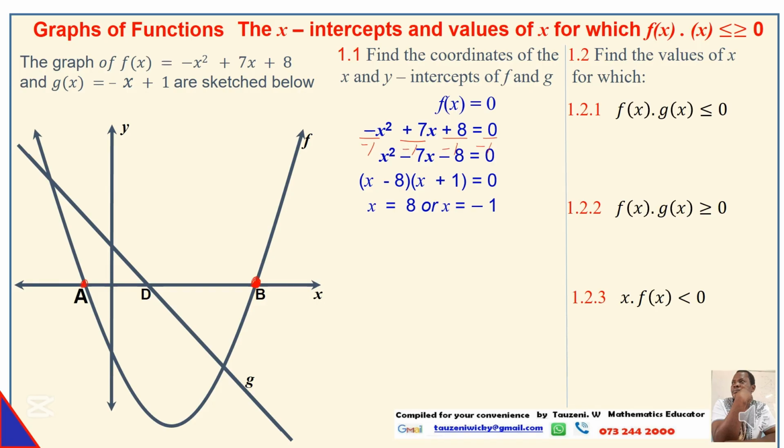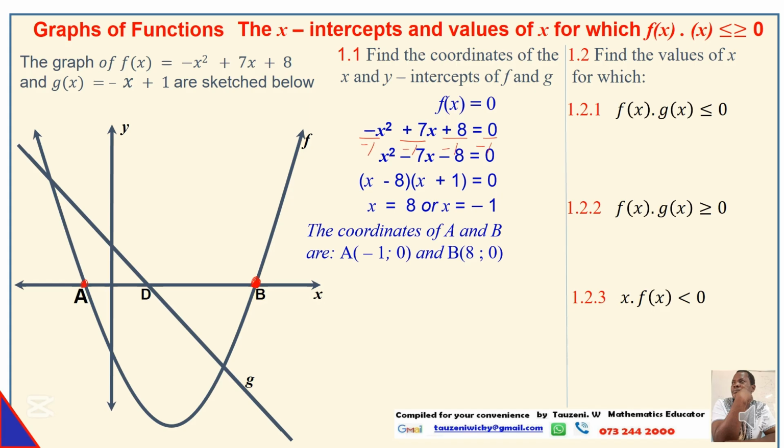Therefore, the x-coordinate of point A is -1. And B is on the positive side of the x-axis. Therefore, the x-coordinate of point B is 8. And that gives us the coordinates of points A and B. So quickly to reiterate the method to determine the coordinates of the x-intercepts, we replace y with 0 and solve the resulting equation.